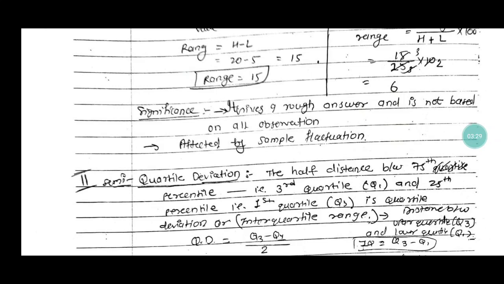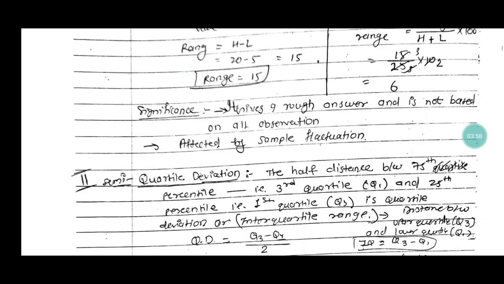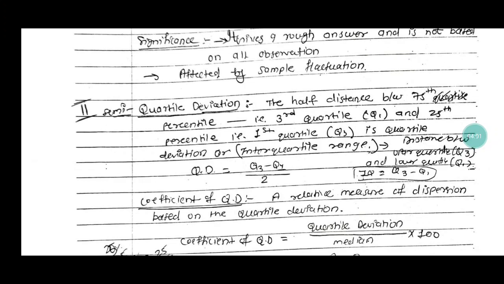In that number 2, the semi-quartile deviation, so the half distance between the 75th percentile, that is third quartile, which is Q3, and 25th percentile, that is first quartile, which is Q1, is a quartile deviation or interquartile range. It is also known as the distance between the upper quartile Q3 and lower quartile Q1, where the interquartile range is equal to Q3 minus Q1, where the quartile deviation is Q3 minus Q1 divided by 2.